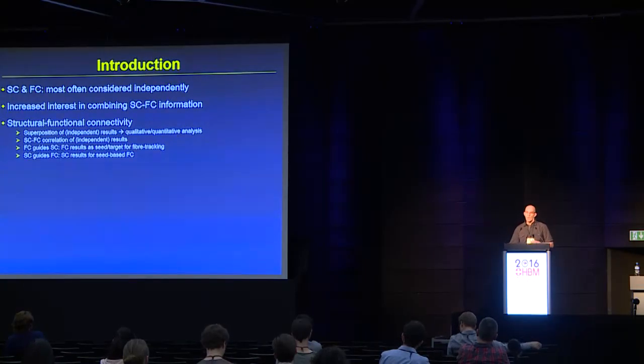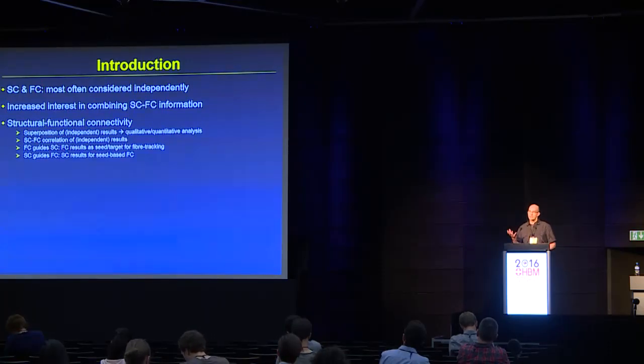Or you can use one to guide the other. So, for example, you can use a functional connectivity result to use those as seed and target regions for your fiber tracking. Or conversely, use the results of the fiber tracking to know where you should seed the functional connectivity data to do seed-based connectivity.